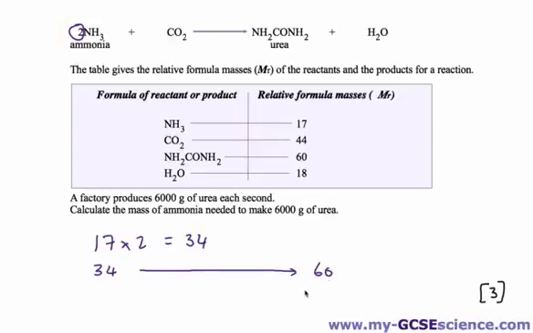And we want to know, in terms of our grams, we've got 6,000 grams of urea. What's the mass of ammonia that I used? Well, depending on your maths, if you look from 60 to 6,000, you have to multiply by 100, so I can very simply multiply the 34 by 100 to give 3,400. Okay, so the answer is 3,400 grams of ammonia. So that's the answer for the question. That would have got you 3 marks, and that's about it.